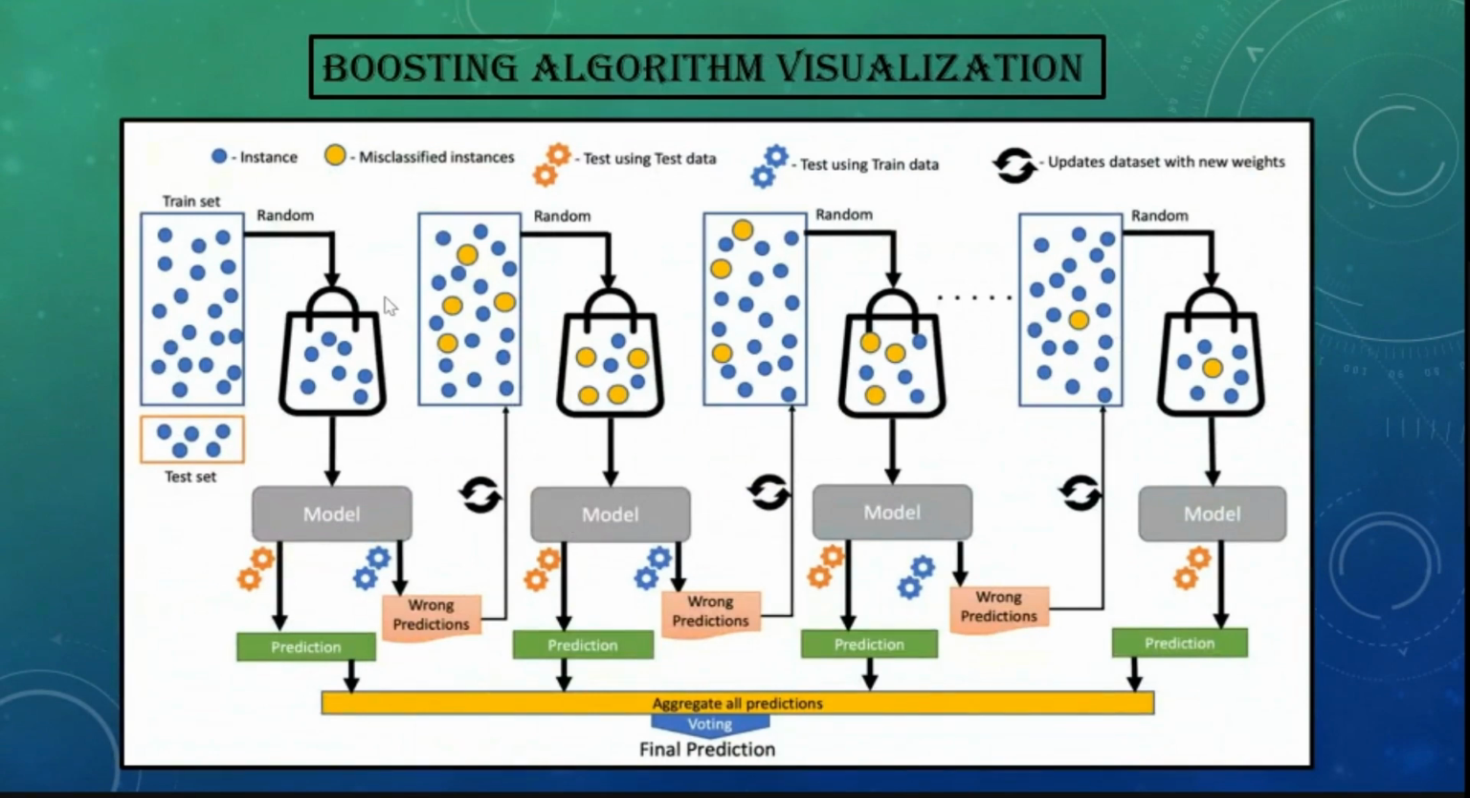So here we have the train data, we have the test data, and we randomly select a sample out of it, put a model, say a decision tree, on it. So we train a decision tree and then we make a prediction. Now every time the prediction will not be right, so we have correct predictions and wrong predictions.